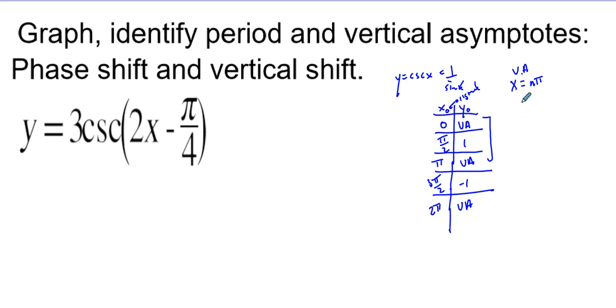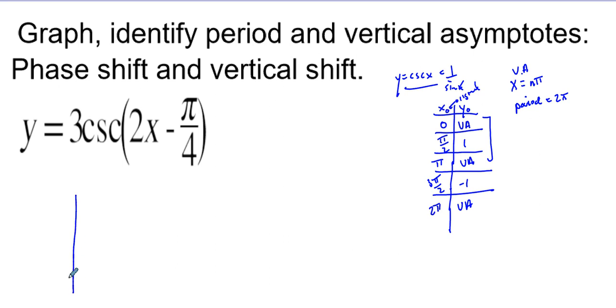Well, what do we do then? Our period for a cosecant, just like a secant function, is 2 pi. So it repeats every 2 pi going through the cycle. All right, so that is the basic cosecant function. Now, how does this one change?